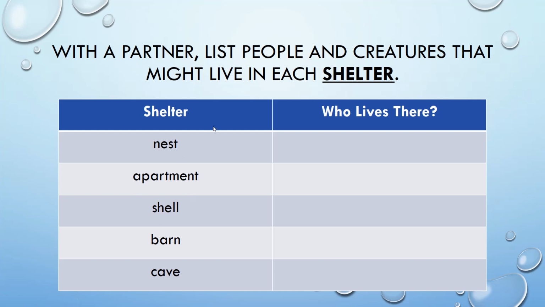Next one is an apartment. Next shelter is a shell. So who would live in a shell? A barn and a cave. So take a second to talk to a partner or think what animals, people, creatures would live in these 5 shelters.